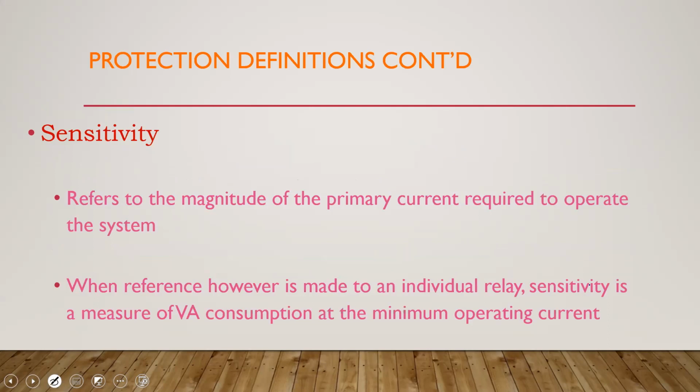Sensitivity refers to the magnitude of primary current required to operate the system. When we talk about individual relays, we measure that sensitivity in terms of the volt amperes at minimum operating current. And when we talk about relays and volt amperes, that's referred to as the burden of the relay. We'll definitely talk about that. Next.